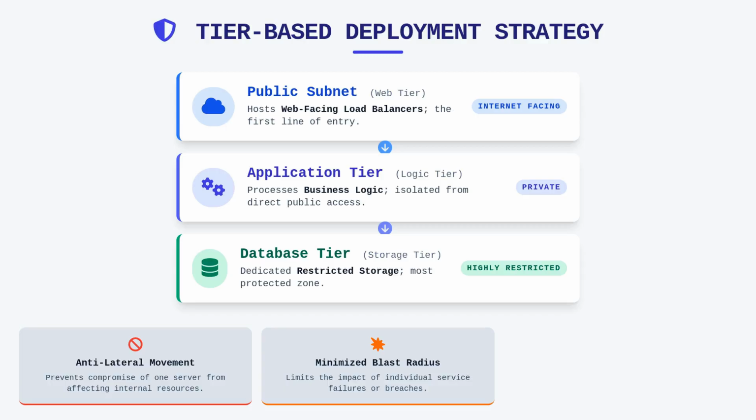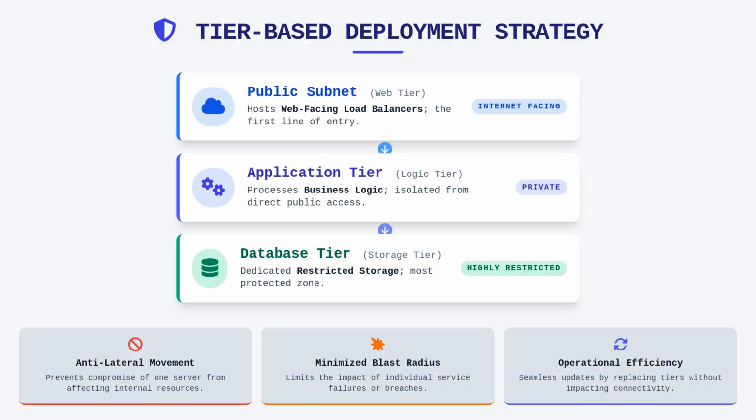When you implement these tiers carefully, you achieve a level of operational efficiency that allows for seamless updates and maintenance, as you can replace entire tiers of your application without impacting the connectivity or security requirements of the underlying infrastructure components.